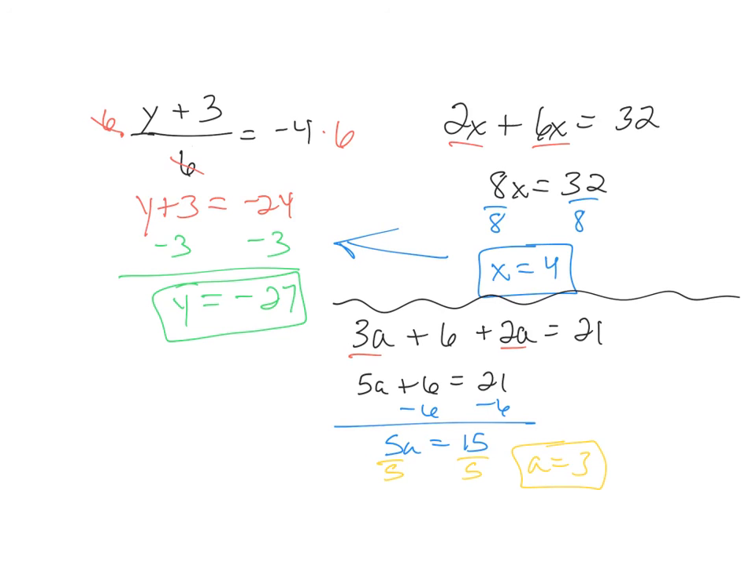So if you follow those steps that I wrote down on Thursday of last week, get rid of parentheses first, combine like terms, do all adding and subtracting to both sides, do all multiplying and dividing to both sides, you will be in good shape. Okay? All right.